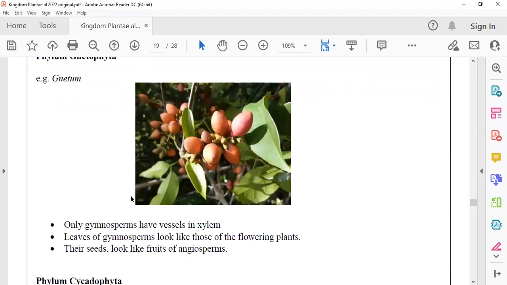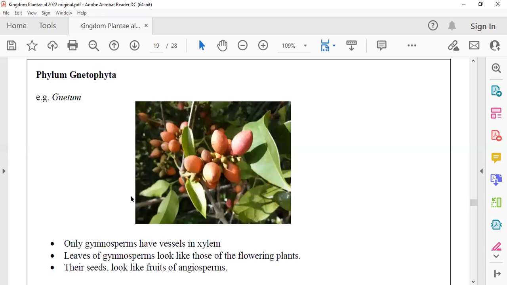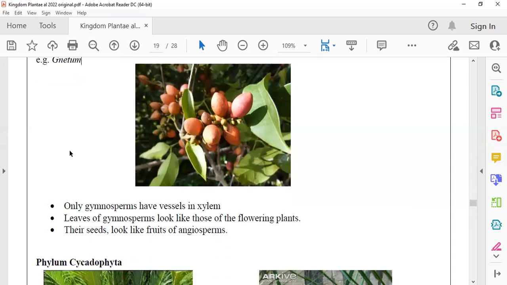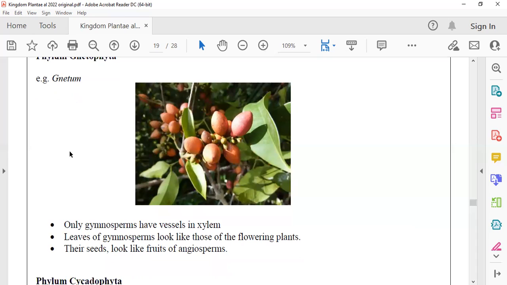So be careful in writing the comparison. Right. In the gymnosperms, this is one phylum, phylum Gnetophyta. Gnetophyta is one phylum of gymnosperms. The example plant is Gnetum. Gnetophyta, Gnetum. G is silent, but the spores will be there. Understood? Yes, sir. So it will look like a normal dicot plant.